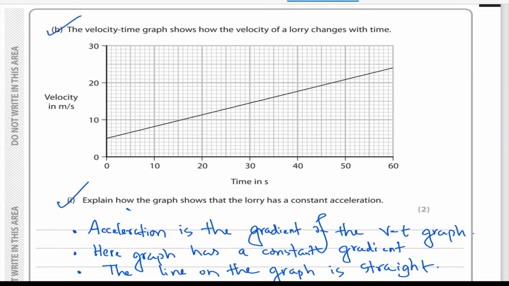So explain how the graph shows that the lorry has a constant acceleration. We know acceleration is the gradient of the velocity time graph. Here graph has a constant gradient. The line on the graph is straight.